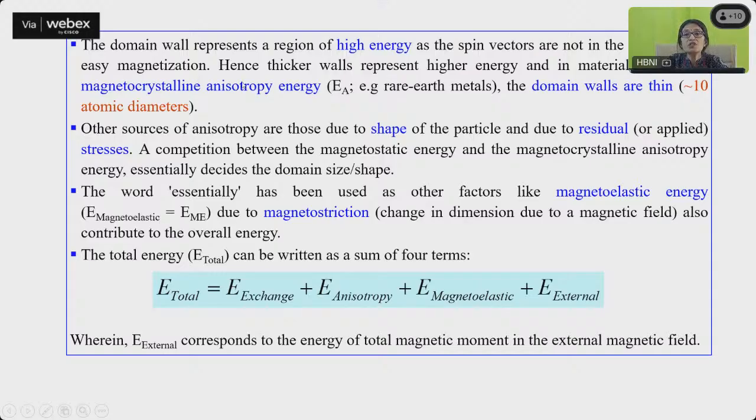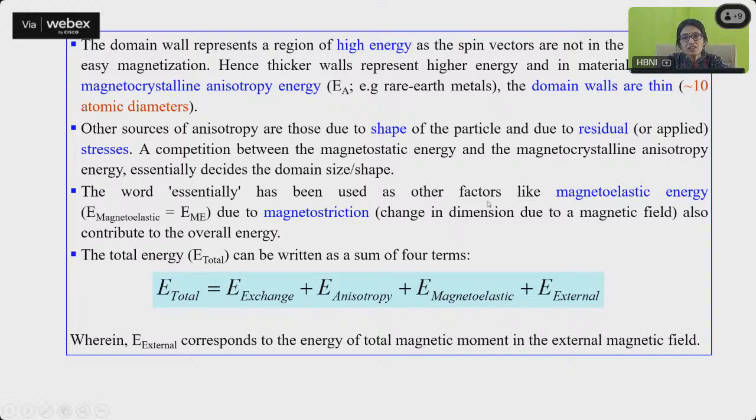Hence, thicker walls will represent higher energy, and in materials with higher magnetocrystalline anisotropy energy, the domain walls are going to be very thin. Other sources of anisotropy are due to the shape of the particle and due to the residual or applied stresses. So there is a competition between the magnetostatic energy and the magnetocrystalline anisotropy energy, and this essentially will decide the domain size as well as the shape.